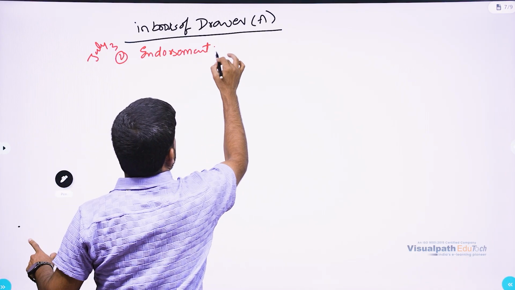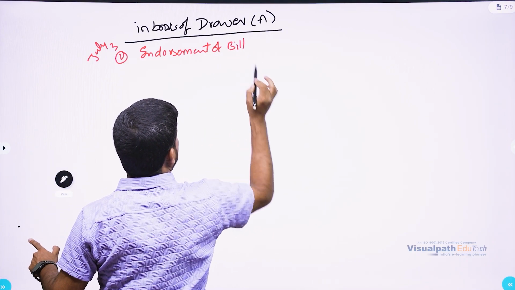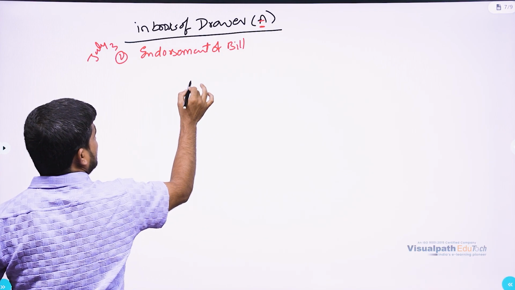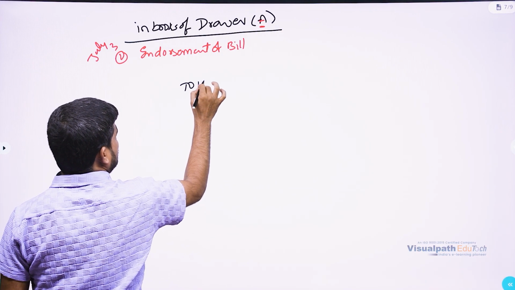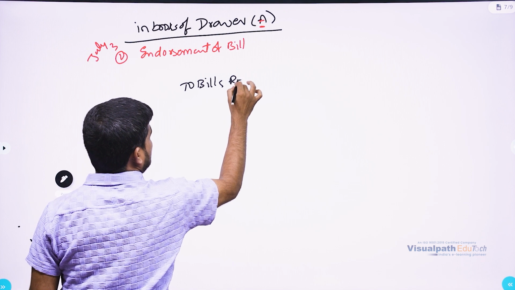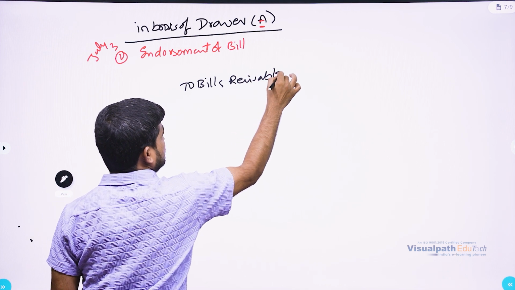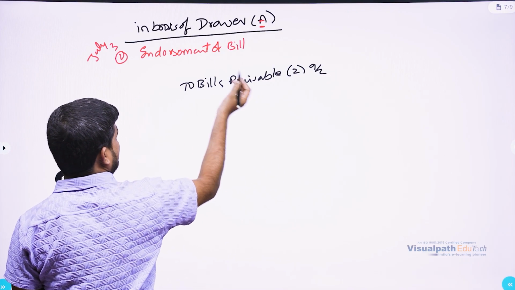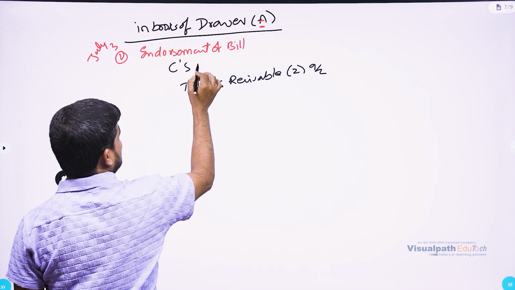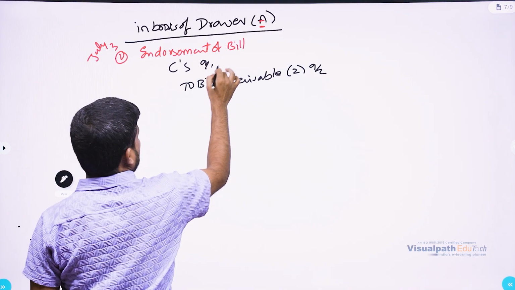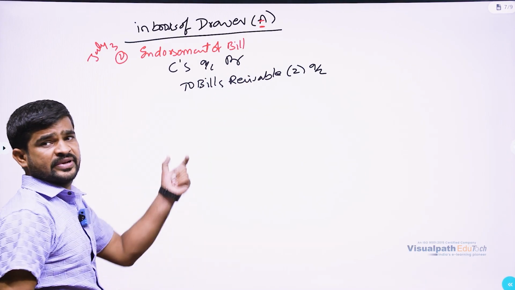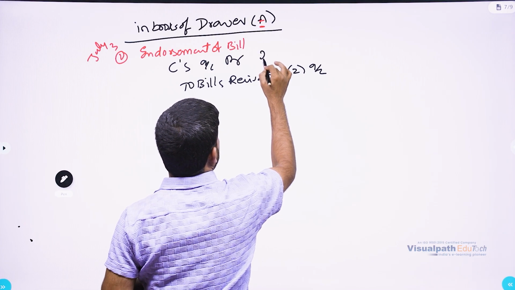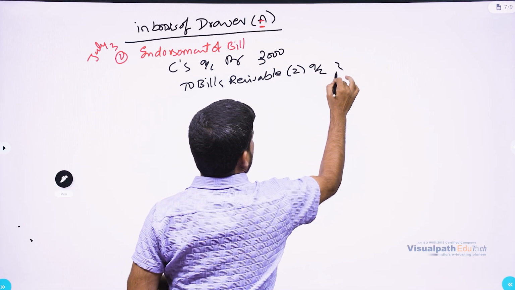Endorsement of bill. What is the entry? To whom is it endorsed? Person A endorsed the bill to person C. Whenever he endorses, the bill goes out. Bills receivable account, bill number 2, the endorsed bill number, will be credited, and the endorsee's name should be debited. C's account debtor to bills receivable account when the bill is endorsed. What is the value of the bill? The second one, 3000 rupees.